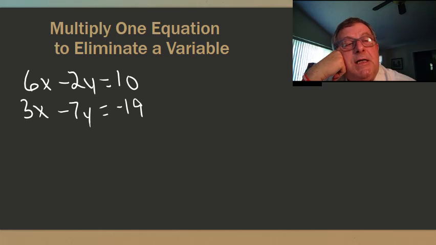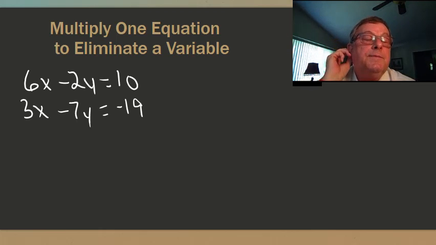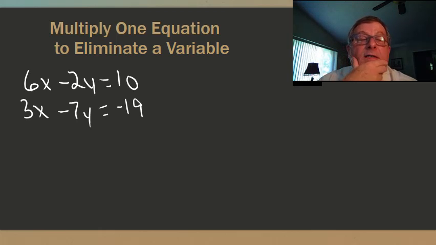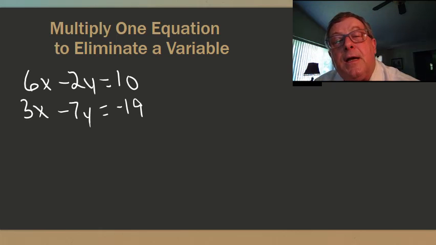And so when I look at these two equations, I've got a 6x and a 3x. Now, if I multiplied this second equation by negative 2, then I would have a positive 6x and a negative 6x, and I can eliminate that x variable. So let's go about and do that. I'm going to take negative 2 times 3x minus 7y equals negative 19.